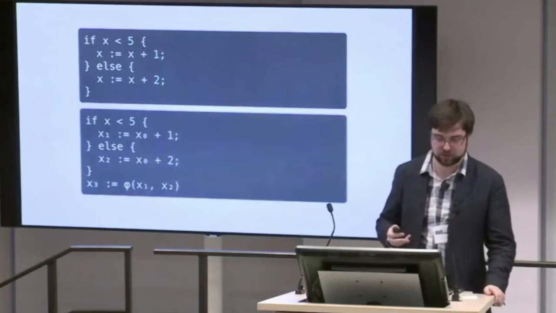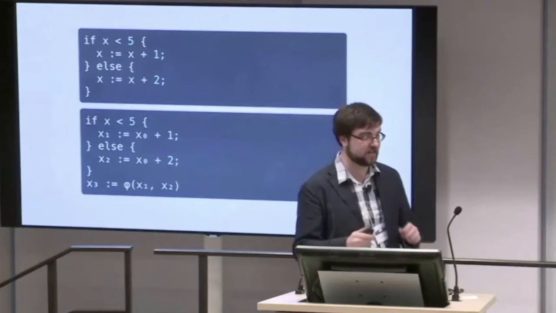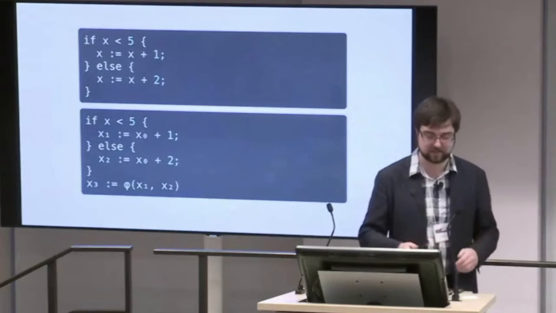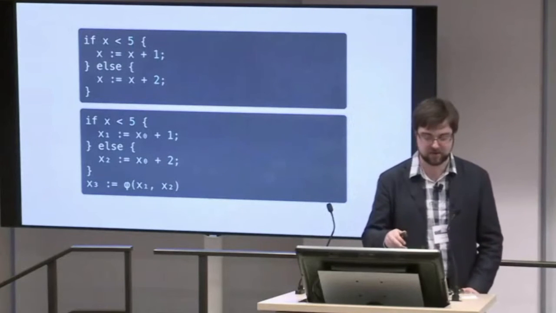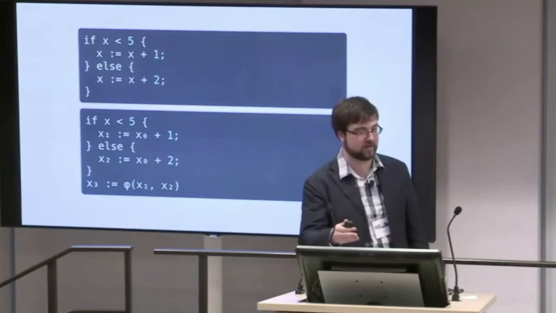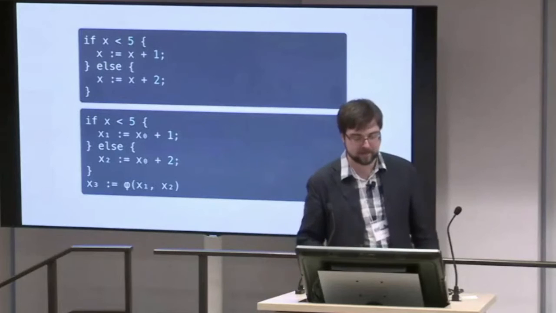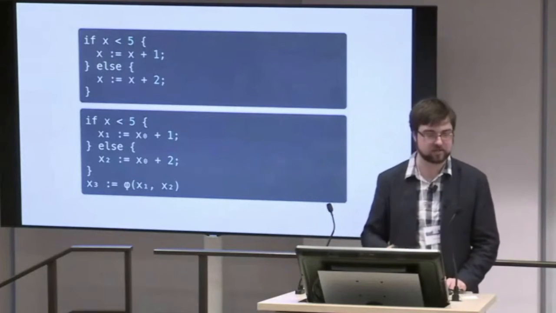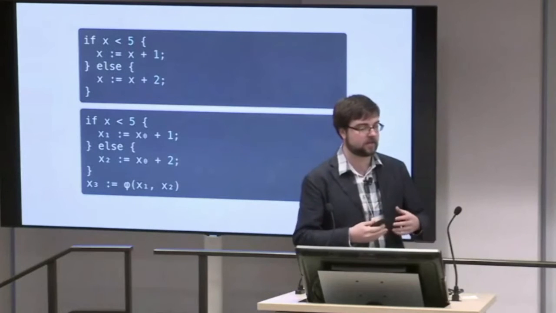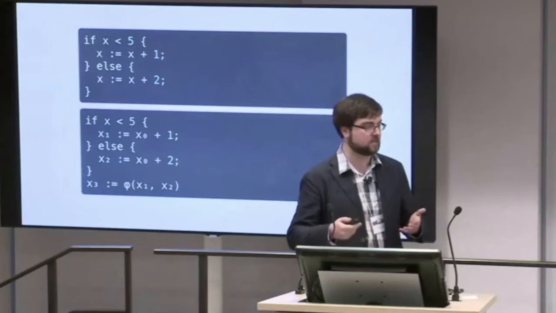Essentially, what we do is after we're finished with the if statement, we create a new variable, x3, that basically has a magical oracle function that says, if we took the first branch, x3 is equal to x1, and if we took the second branch, x3 is equal to x2. And these are traditionally called phi functions, and basically let us extract the conditional decision part of the if statement into our SSA form.